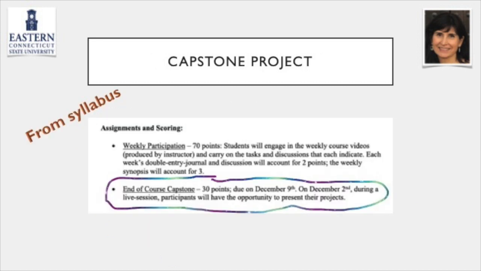And the end of the course capstone will account for 30 points. This is not due until the end of the course, December 9th, though we will have the opportunity to talk about it during week 5 and then again during week 13.